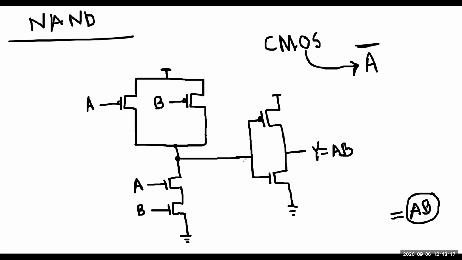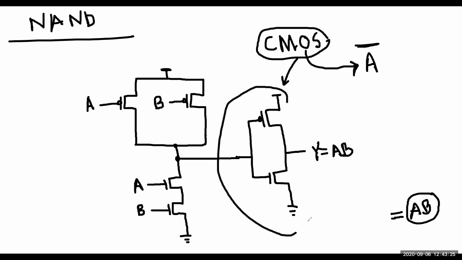Got my point? Yes, sir. Because CMOS itself is a NOT gate. CMOS itself is a what? A NOT gate. One CMOS is one NOT gate. So whatever you are going to design with CMOS, it will always have a bar. Okay, my dear?